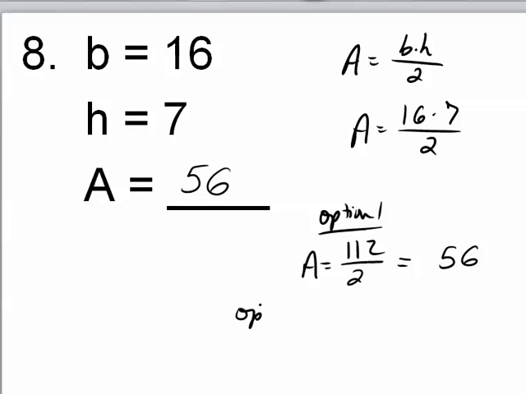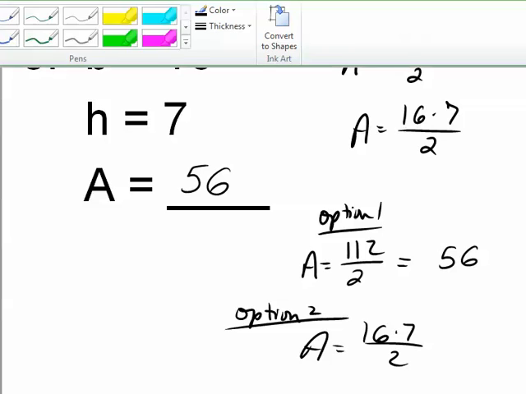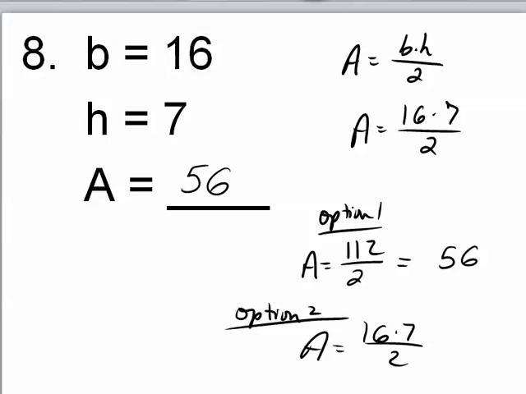The other thing I could do, so option 2, is when you have something like this that's multiplied on top and then divided, you can divide one of these numbers by the 2 on the bottom, but not both. So if, for example, you weren't really comfortable doing 16 times 7 as mental math and didn't have a calculator, you can do 16 divided by 2. But since this is multiplication, only one of those numbers on top gets divided. So 2 divided by 2 is 1, 16 divided by 2 is 8, 8 times 7 gives me 56. So we want to make sure you have some options for how to solve these.